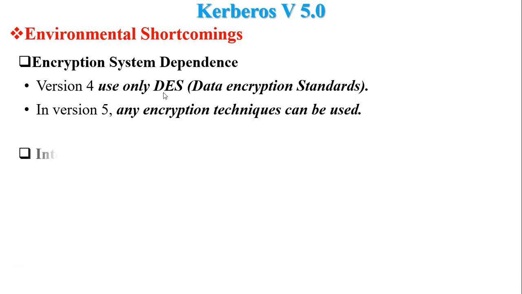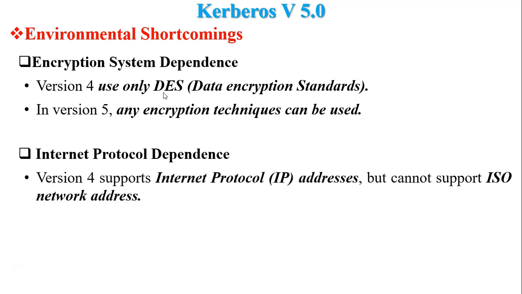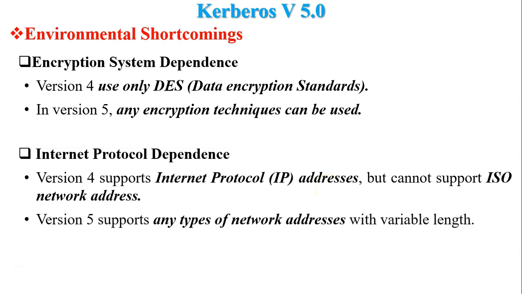Another environmental shortcoming is internet protocol dependence. Kerberos version 4 supports only IP addresses but cannot support ISO network addresses. But Kerberos version 5 supports any type of network address with variable length. So here we can say the limitation of network address in version 4 is overcome in version 5.